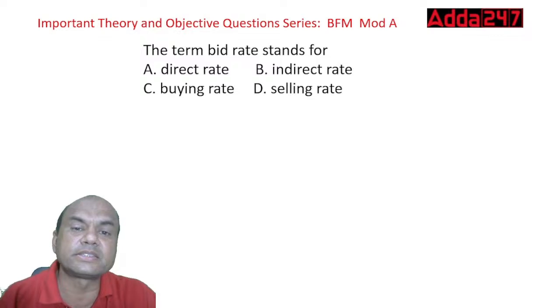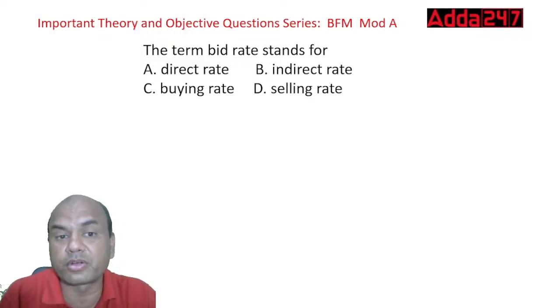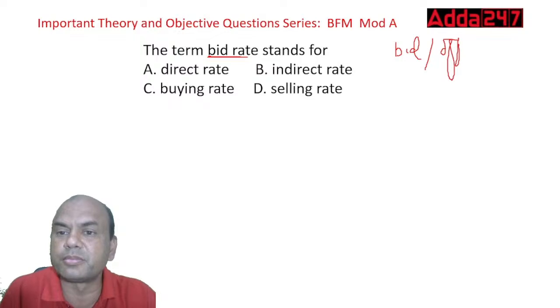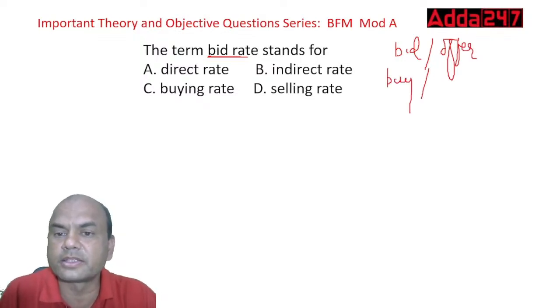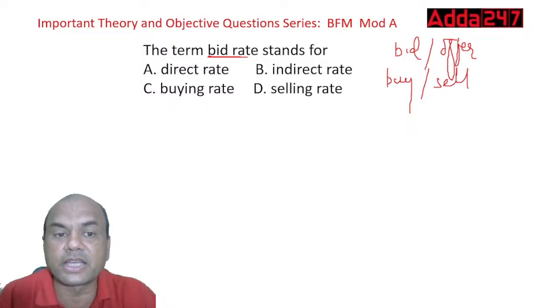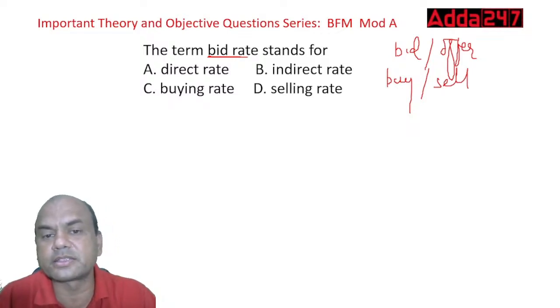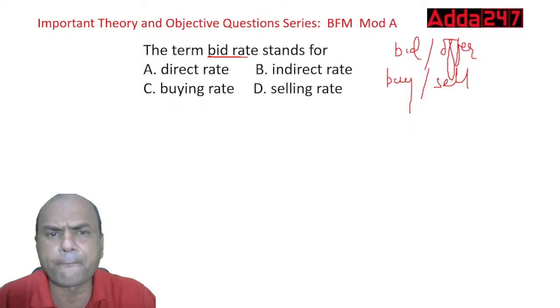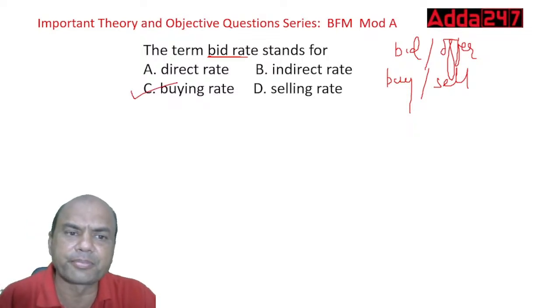The term bid rate stands for bid. Bid means what? Bid rate. Bid offer, bid offer. Okay. Bid offer. It's like this. Bid offer. So you call it buy and sell. Buy and sell. So bid stands for buying. So it stands for, isn't it? Buying rate.